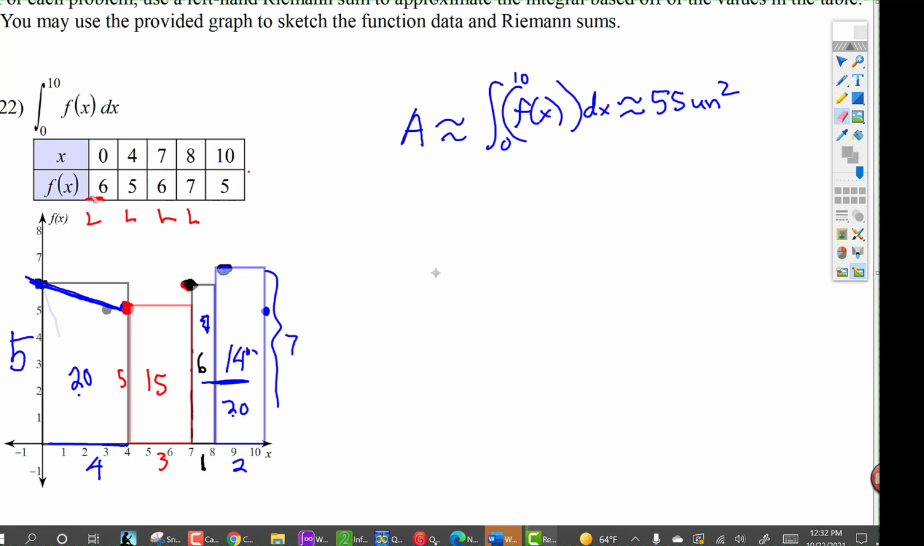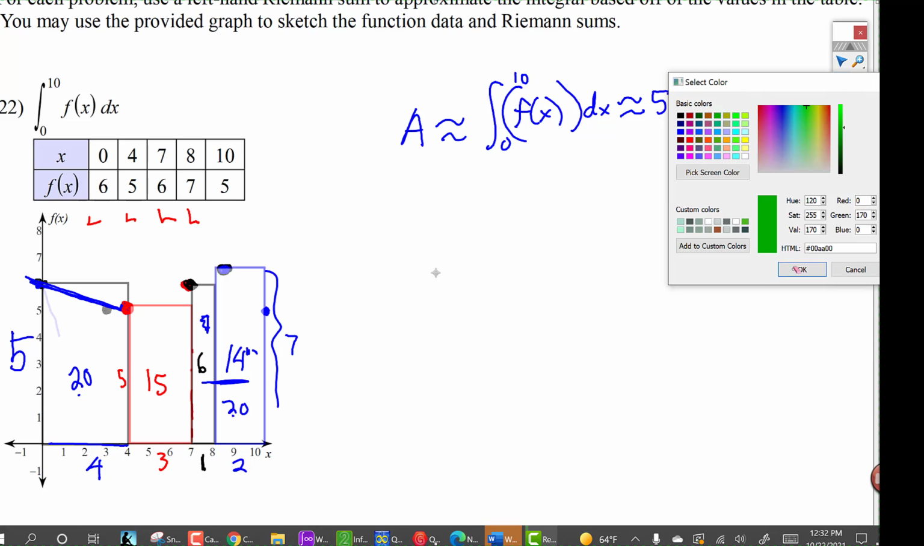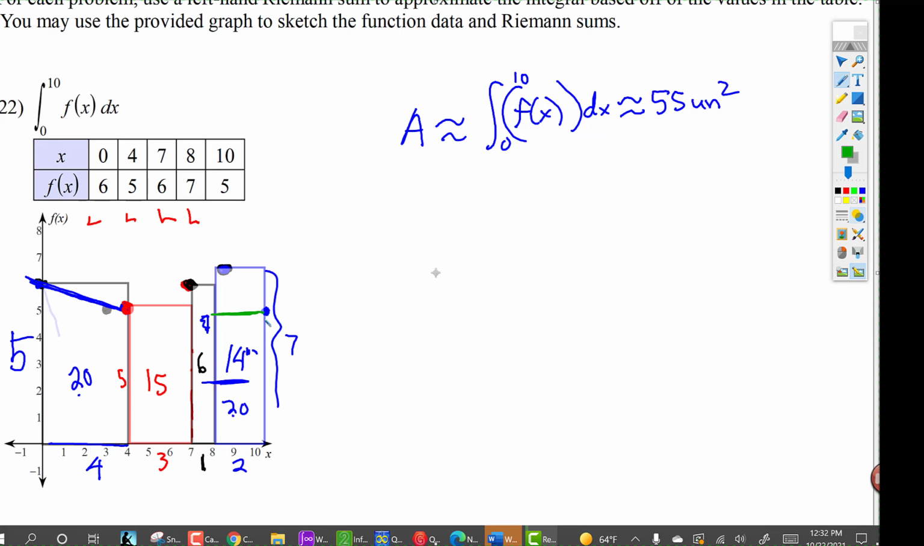So if we would have done the right-handed, we would have, so let me choose a completely different color. Let me choose green here. This would have been the rectangle, and that would have been a height of 5. We would have used those heights. So 2 times 5, this would have been 10 units. And then at 8, we're at a height of 7. And so 7 times 1, this would have been 7 units.